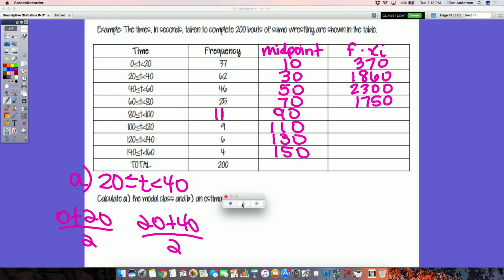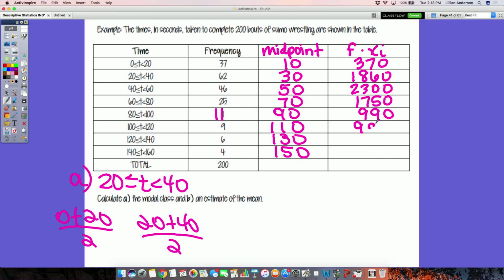What's the next class, the fifth class? 11 times 90, 990. 9 times 110, 990. 6 times 130, 780. And the last one, 600. So we've multiplied all of them. Now we have to actually add them up. That will give us the total. That will give us the numerator of our mean. So add all these numbers up.